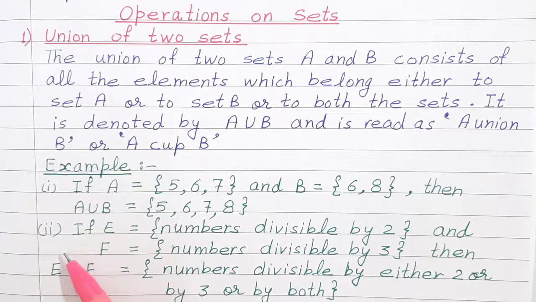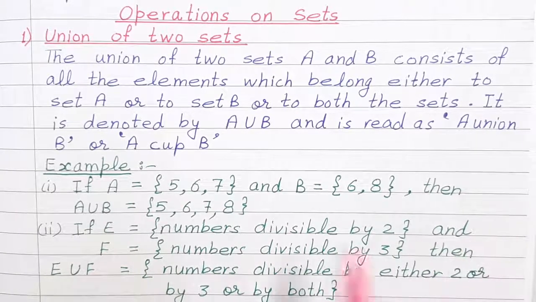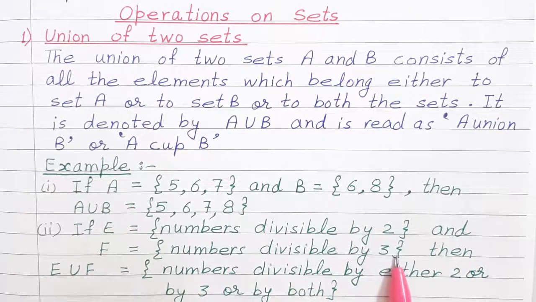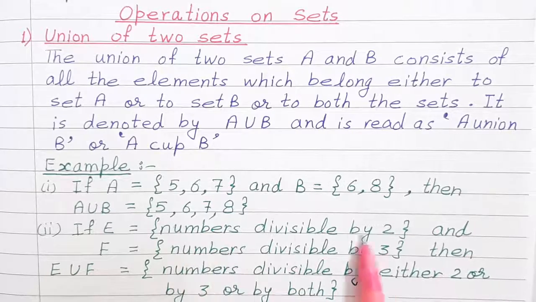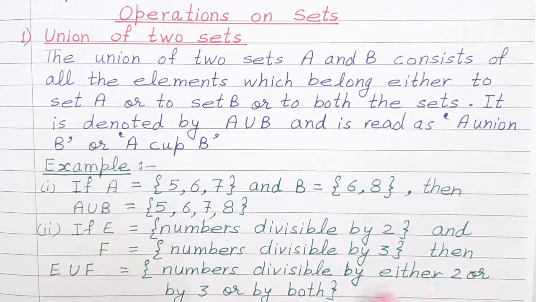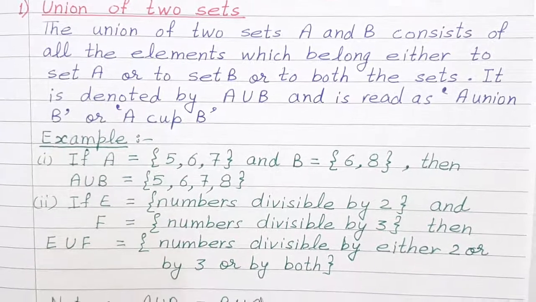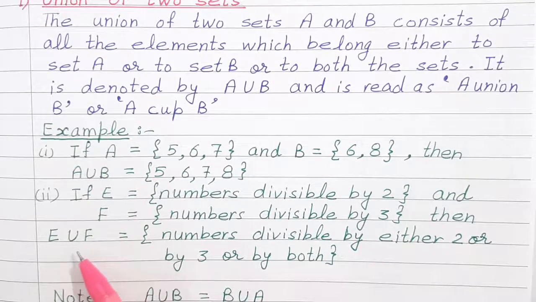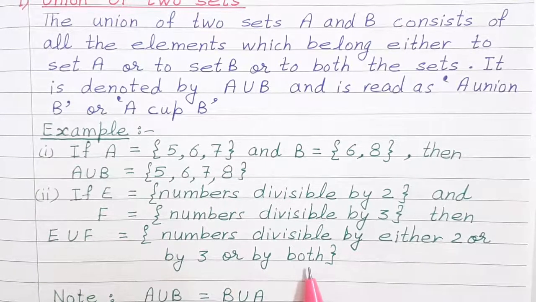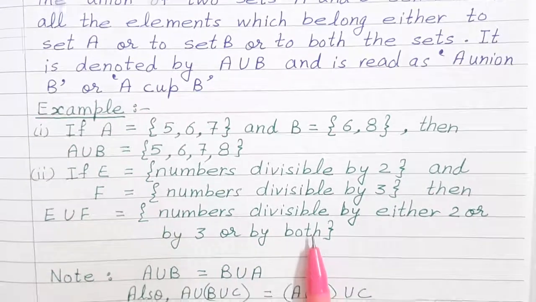Now let's see the second example. If E is equal to numbers divisible by 2 and F is equal to numbers divisible by 3. Now children, the numbers divisible by 2 as well as 3 will be the numbers which are divisible by 6. So you can write this as E union F is numbers divisible by either 2 or by 3 or both. Right? I hope it is clear.